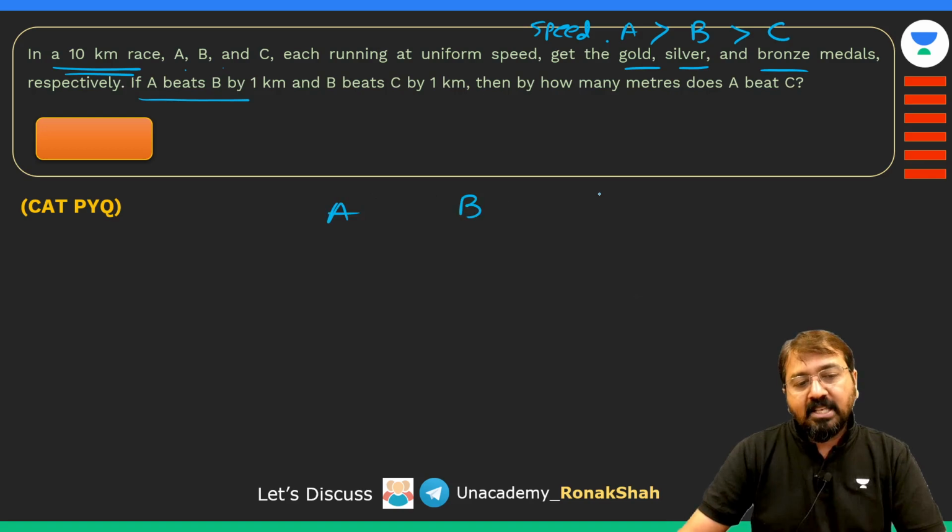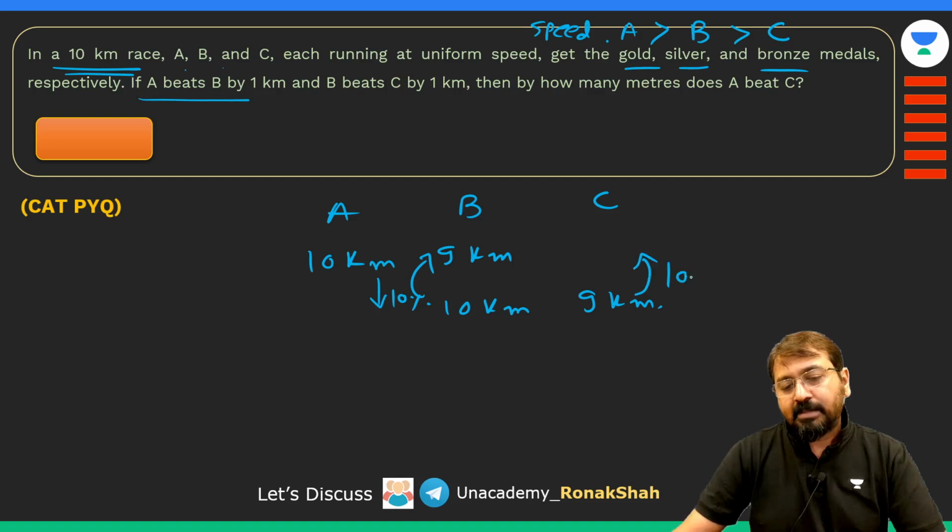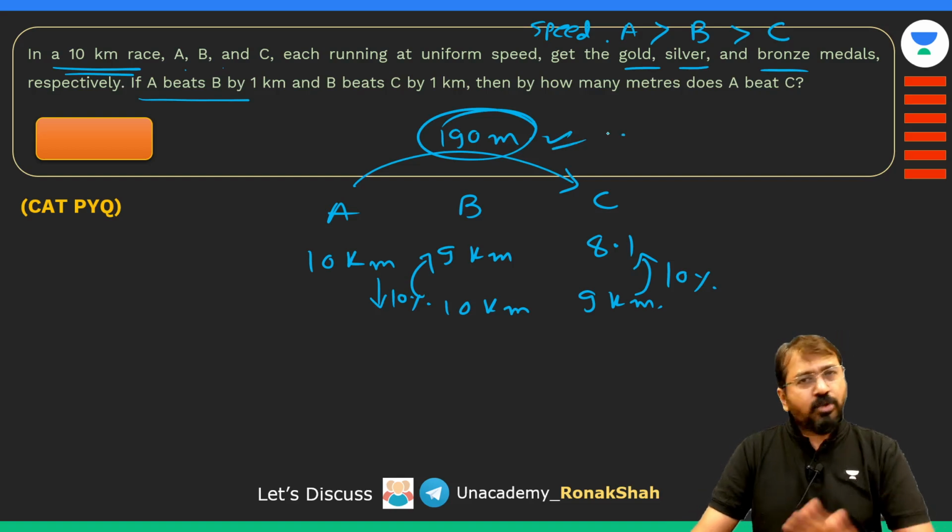A, B, C, 10 kilometer race. So B will be running 9 kilometer. When B runs 10 kilometer, C will be running 9 kilometer. Once again, we'll reduce by 10% this side. So we'll reduce this one also by 10%. So it will become 8.1. So A will beat C by 190 meters. That's our answer. So this was a similar question.